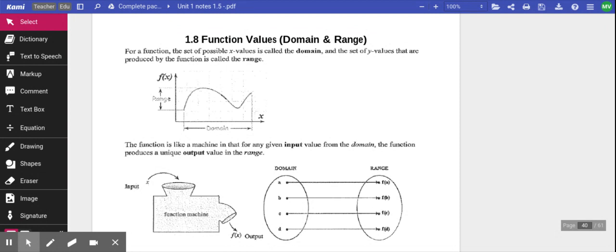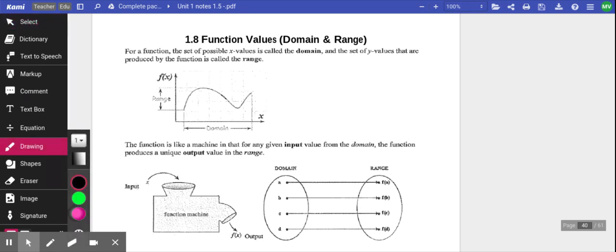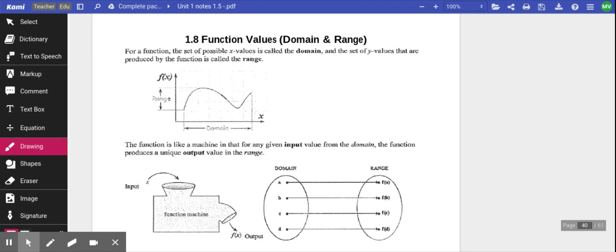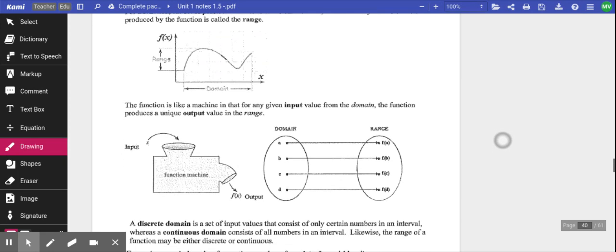This is 1.8, function values, domain and range. For a function, the set of possible x values is called the domain. This is also our input, and the set of y values is called our range, or our output. So your y is your range, or your f of x, and the domain is your input, your x.